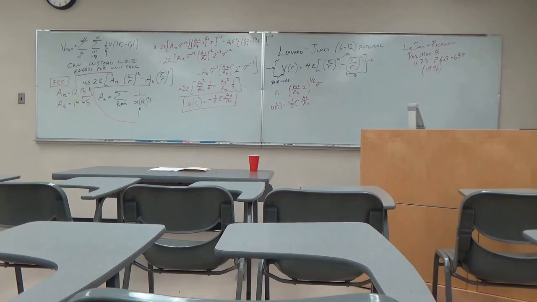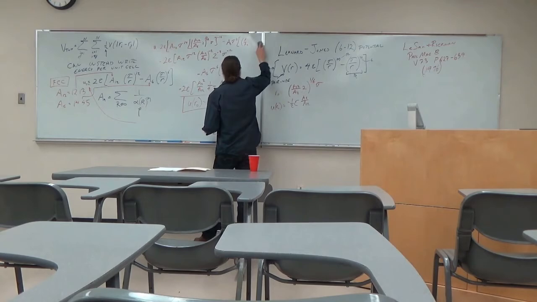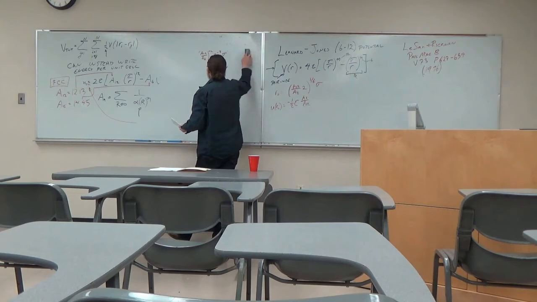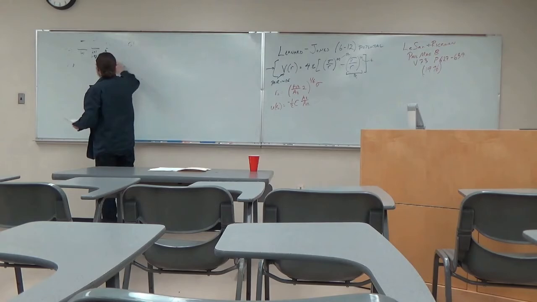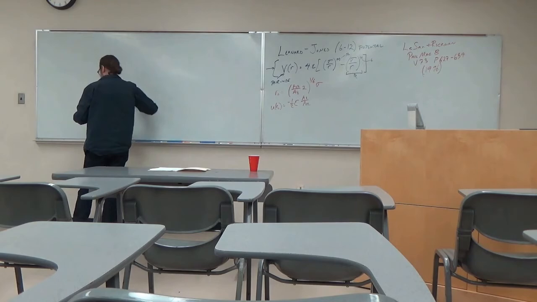I was going to go through one more example of what we can do with the 6-12 potentials and then stop there for the day. In particular, I was going to show you how we can look at the elastic properties, such as the bulk modulus, using a derived potential such as the 6-12 potential.